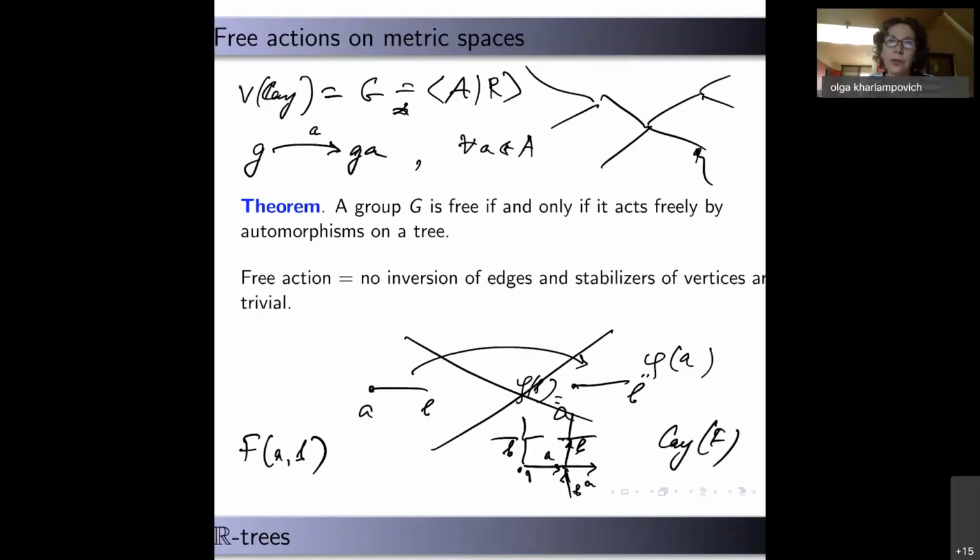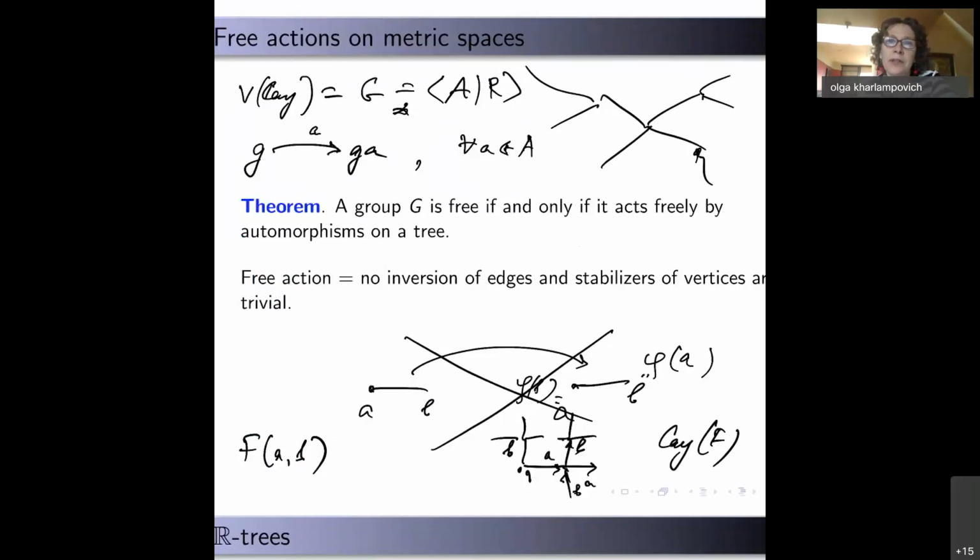The Cayley graph of a free group is a tree, because if we had a loop, then this would mean that we have a relation, since the label of the loop would correspond to the trivial element in the group. So a free group acts on a tree, for example, on its own Cayley graph. It is harder to show that if a group acts freely on a tree, then it is indeed a free group.